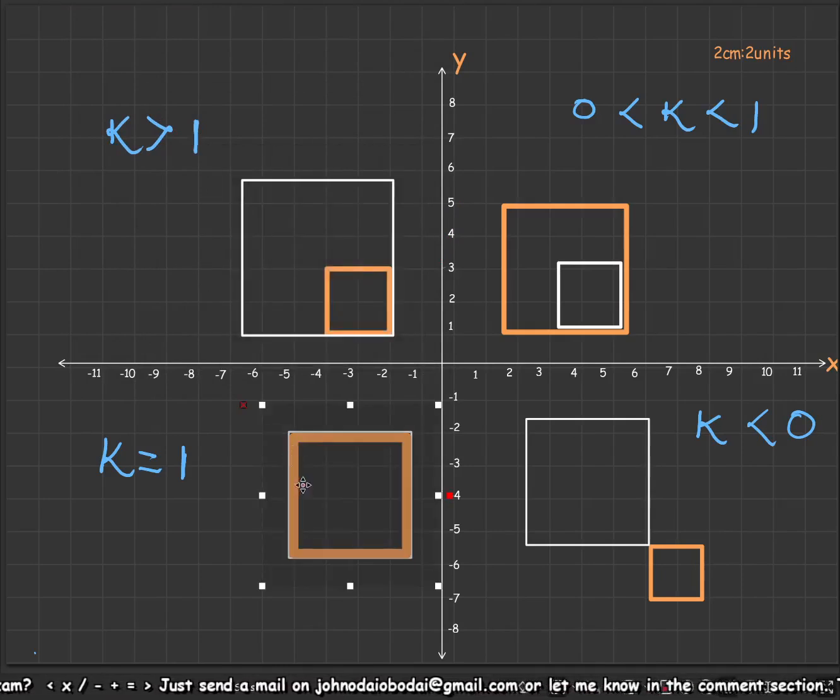Then if you look at this over here, you realize that you can't even differentiate between that in yellow and the white one, because they are all the same. The scale factor is 1, you see.